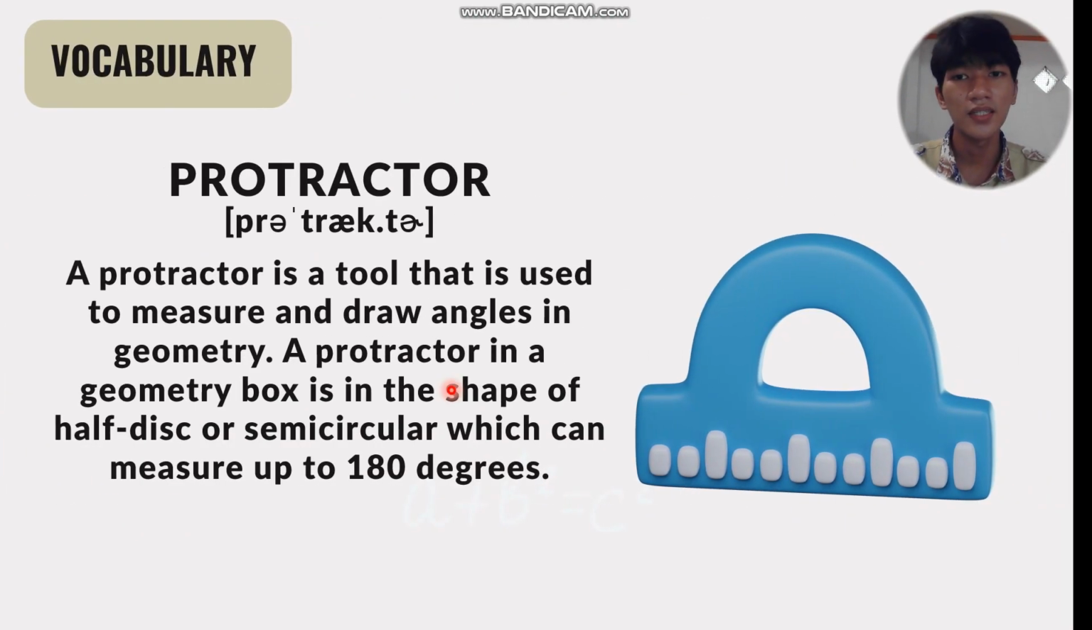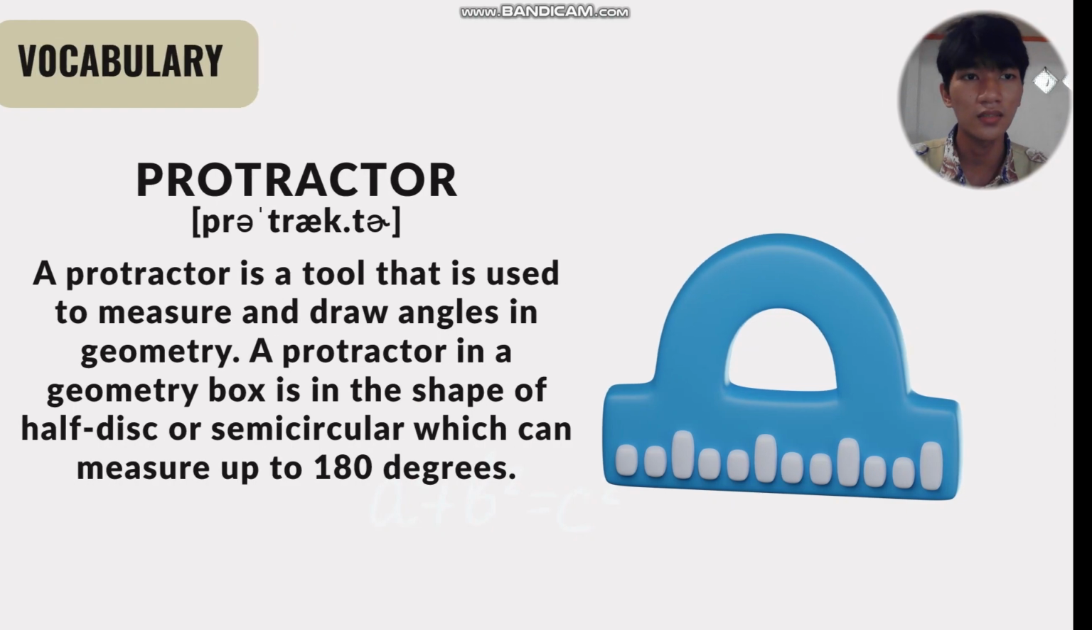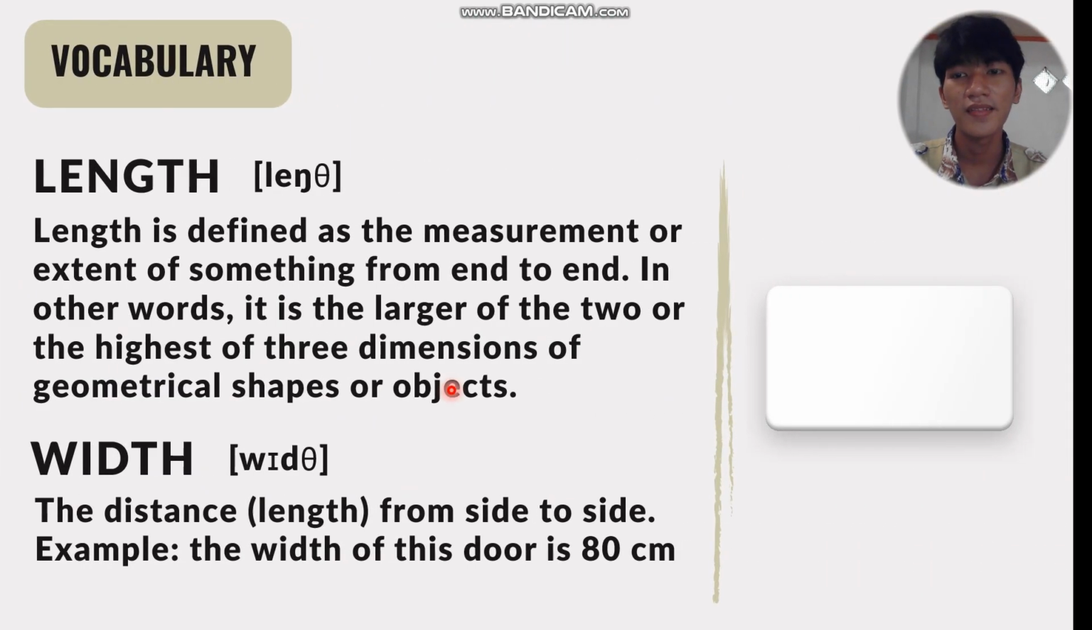The next word is protractor. A protractor is a tool that is used to measure and draw angles in geometry. A protractor in a geometry box is in the shape of a half disc or semicircle, which can measure up to 180 degrees.